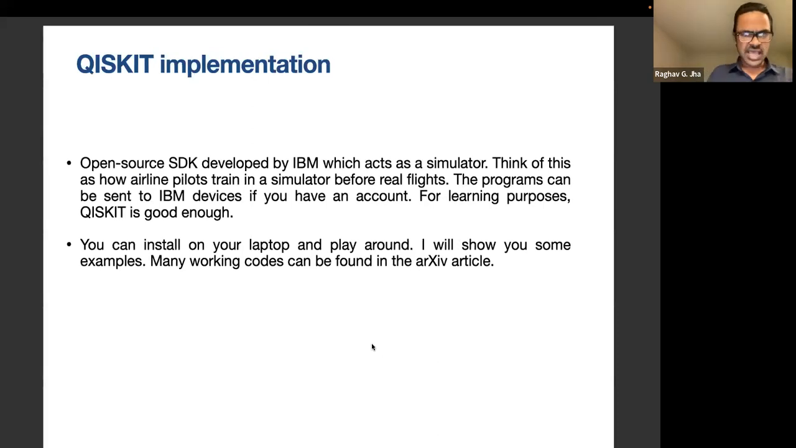One of the things I mentioned is it's best to do some of these things by hand and really see what is going on. And for that, a lot of people in physics research and other places are using something developed by IBM, which is a simulator called Qiskit. And it's very simple to do this online. You don't need to install anything on your laptop. You can install on your laptop, but you can also do everything in a web browser. I'll show you some examples, and many working codes can be found in the arXiv article which I mentioned before.